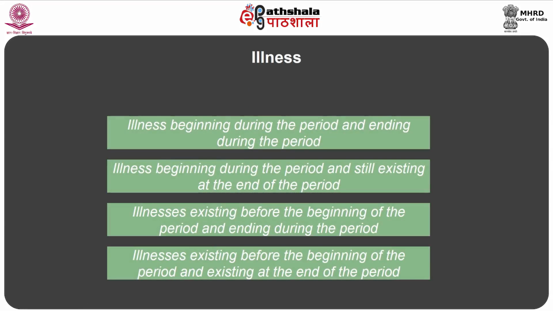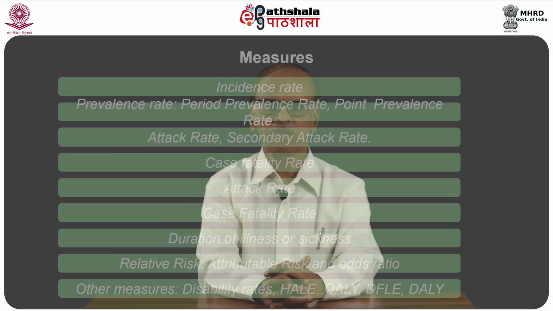Illness exists in a given time period as follows. Illness beginning during the period and ending during the period. Illness beginning during the period and still existing at the end of the period. Illness existing before the beginning of the period and ending during the period. Illness existing before the beginning of the period and existing at the end of the period.